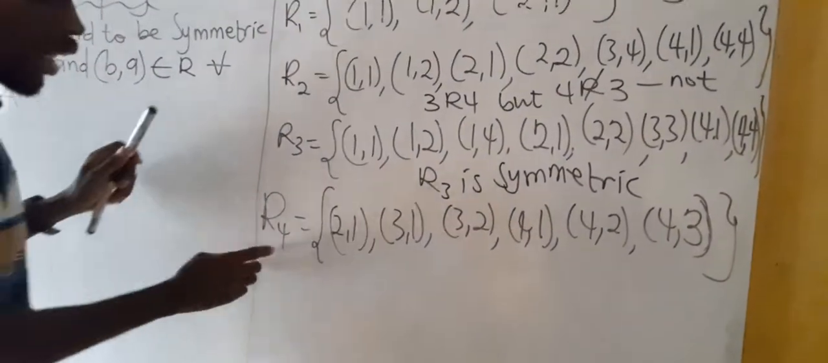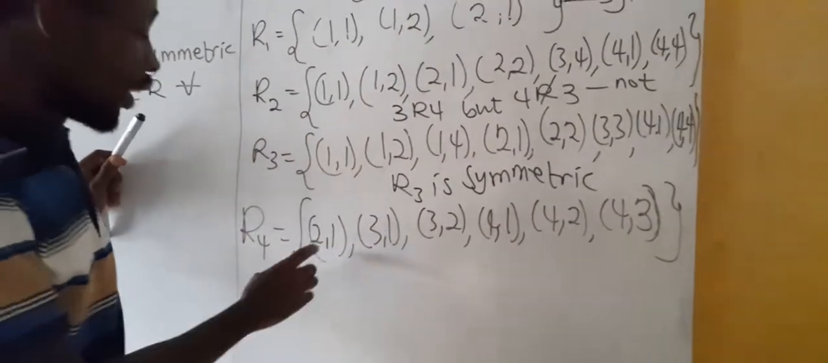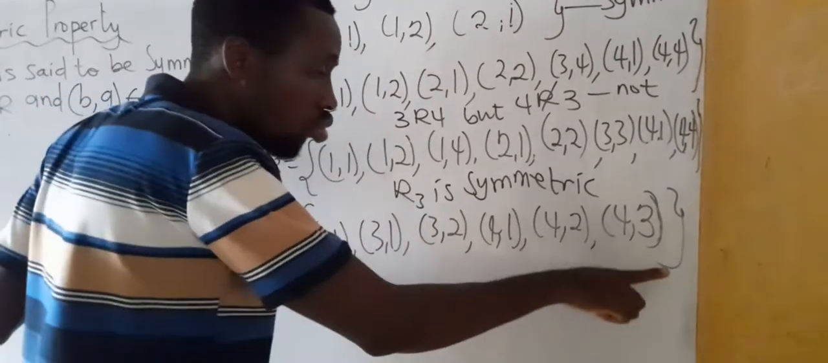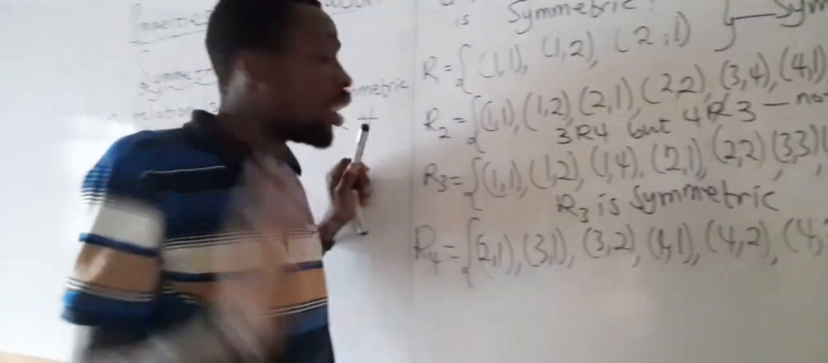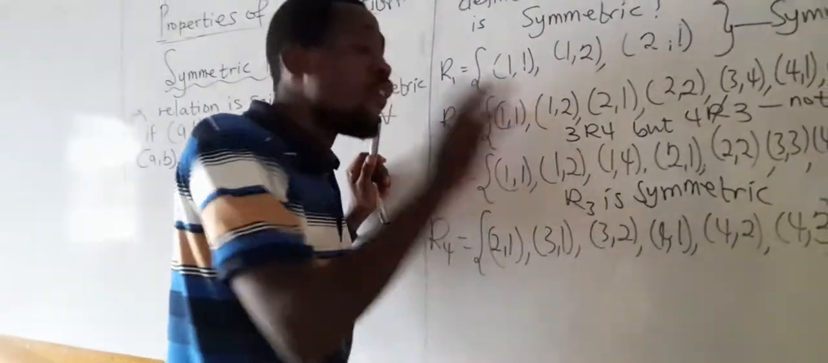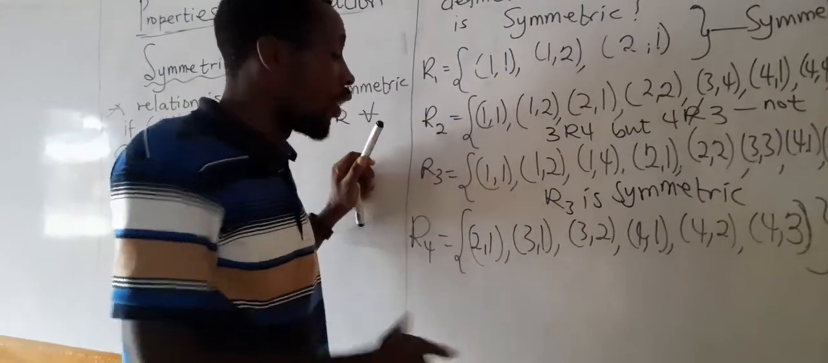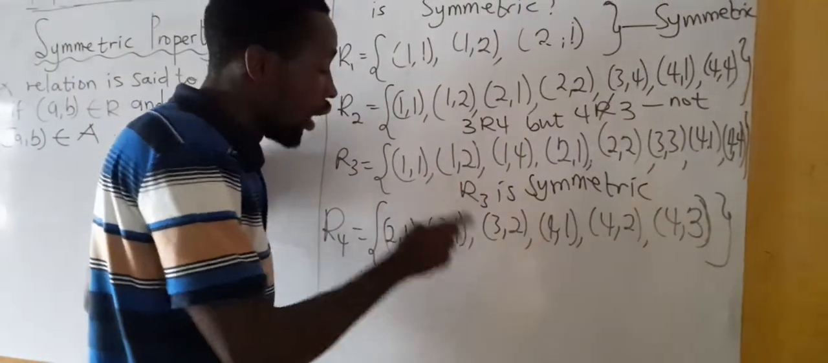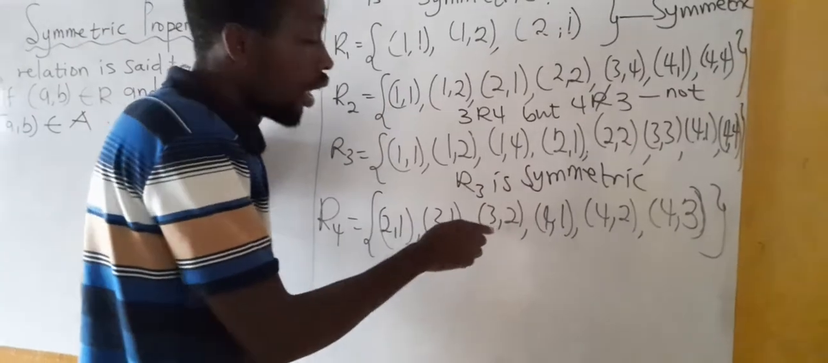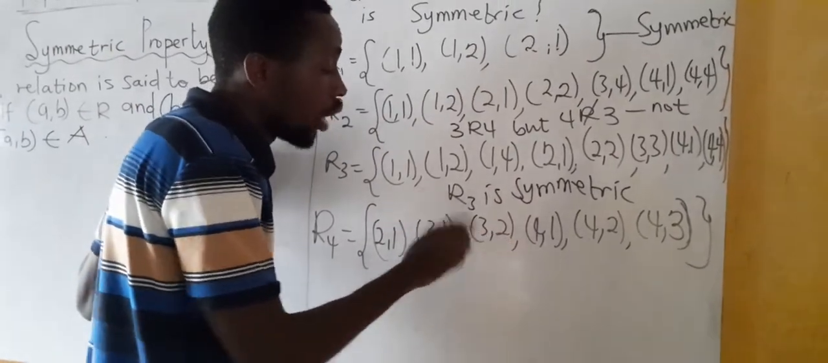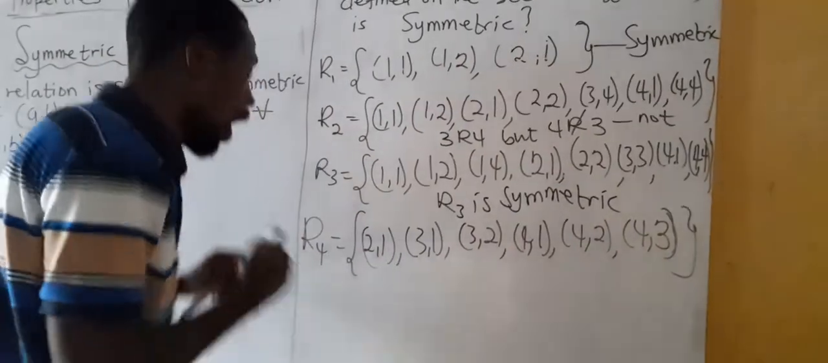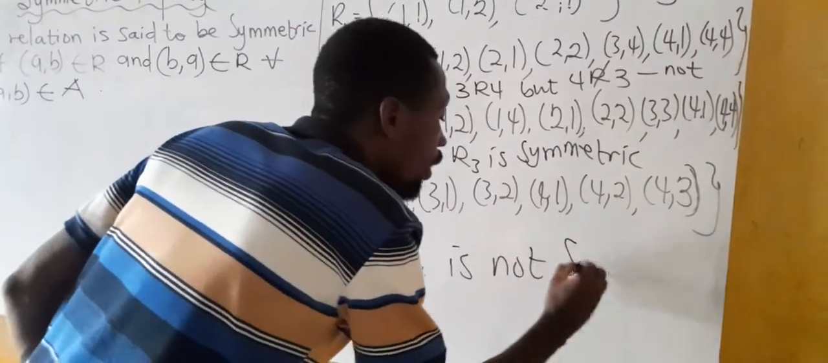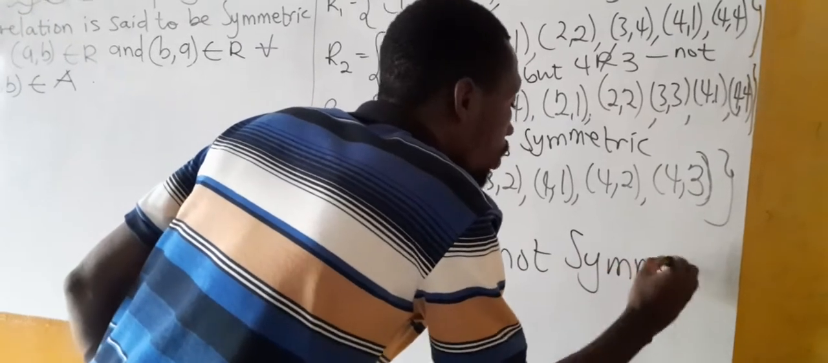Now, let's check R4. See, 2 relates 1, but 1 does not relate 2. That alone is enough reason to disqualify this relation from being symmetric. But look also: 3 relates 1, but 1 does not relate 3. We don't have (1, 3). 3 relates 2. Do we have (2, 3)? No. So this R4 is not symmetric.